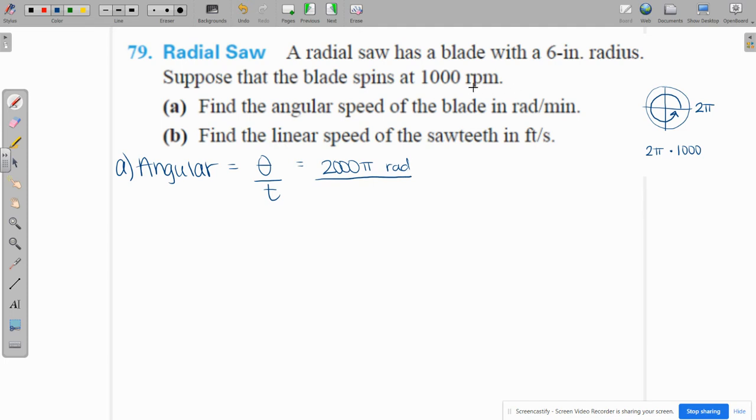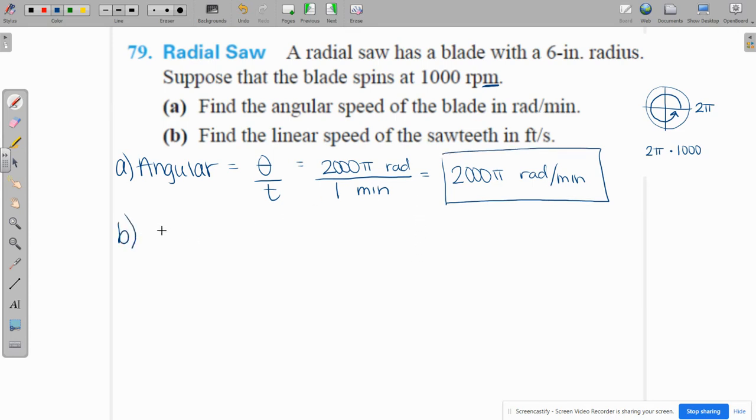over, and remember this is per minute. So our time is 1 minute. So you can keep it like this, or if you'd rather, you could say this is 2,000 pi radians per minute. So this would be our angular speed, and our units worked out. They looked for radians per minute, and that's what we have.